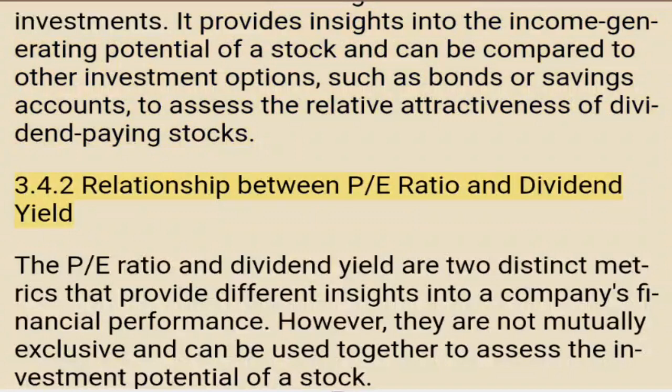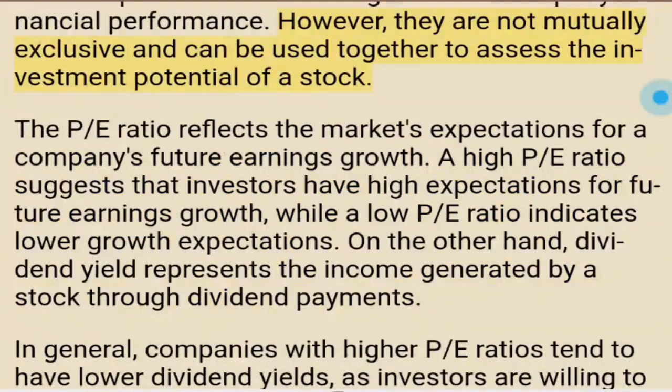3.4.2 Relationship between P/E ratio and dividend yield. The P/E ratio and dividend yield are two distinct metrics that provide different insights into a company's financial performance. However, they are not mutually exclusive and can be used together to assess the investment potential of a stock. The P/E ratio reflects the market's expectations for a company's future earnings growth. A high P/E ratio suggests that investors have high expectations for future earnings growth, while a low P/E ratio indicates lower growth expectations. On the other hand, dividend yield represents the income generated by a stock through dividend payments.